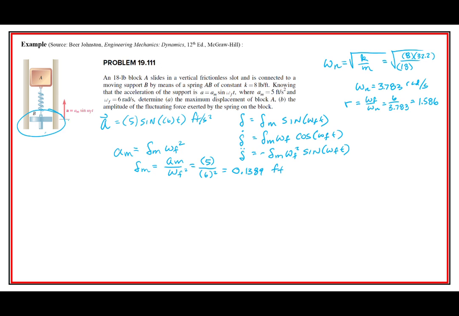Now we know from base motion that the motion of this is going to be related, when we have no damping, to 1 minus r squared. By the way, that's an absolute value going on right there. So we go ahead and plug them in: 0.1389 over 1 minus 1.586 squared, and we're going to get 0.09164 feet.